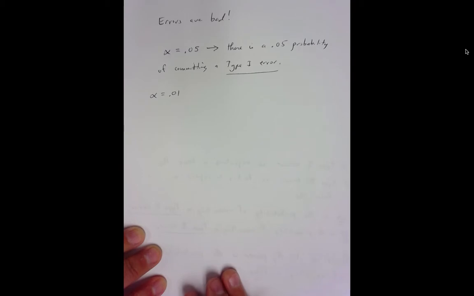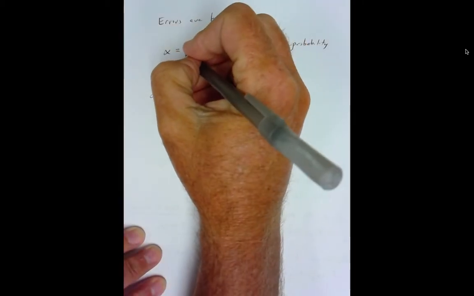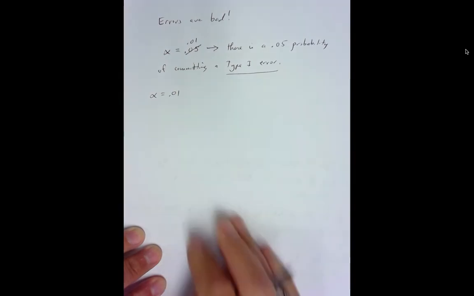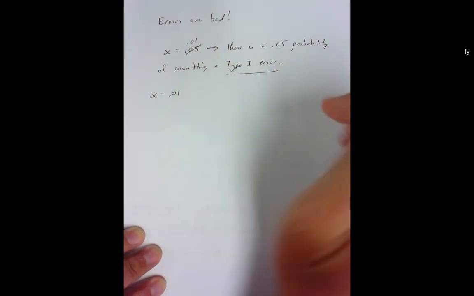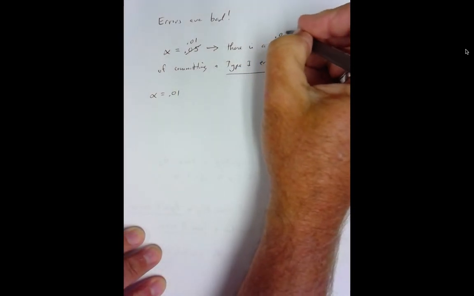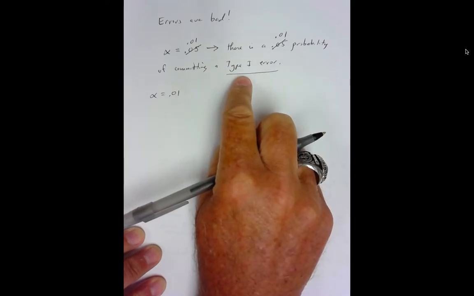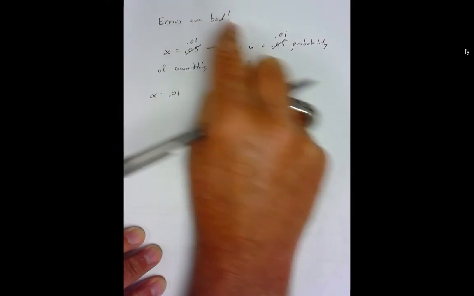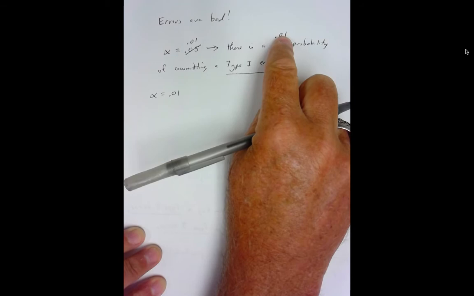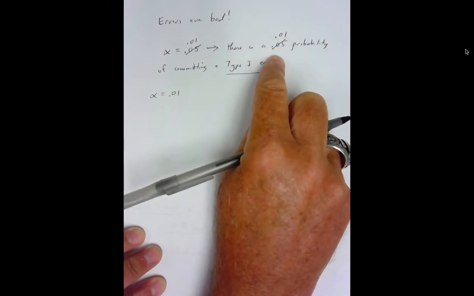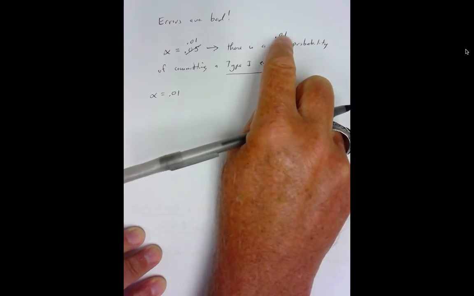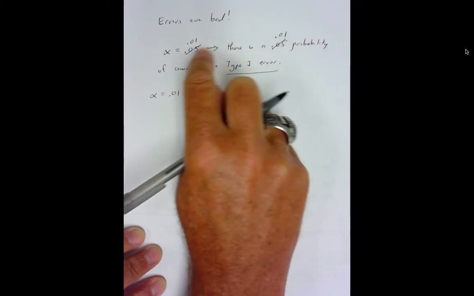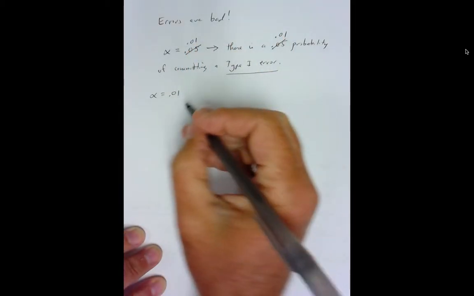Well, if I come up here and set alpha at 0.01, then there's only going to be a 0.01 probability of committing a type 1 error. And if errors are bad, if you commit one only 1 out of 100 times versus 5 out of 100 times, you're committing them at 1/5 the rate. Why wouldn't you set it at the lower value?